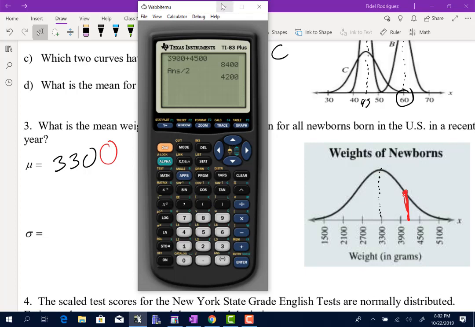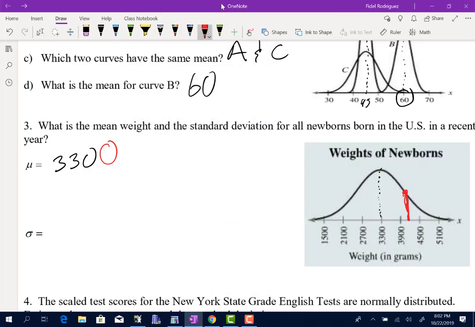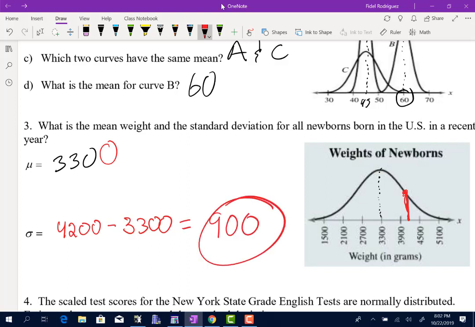Okay, so remember, that's not telling me my standard deviation. The way I'm going to find my standard deviation is I'm going to take that number 4,200 and subtract from it 3,300. Okay, isn't that about 900, right? That's our standard deviation. So guys, all it's telling me is that the distance from here to here is 900. And the distance from here to here is 900 also, right? Does that make sense? We're good so far? Que bueno. All right, let's keep going down then.